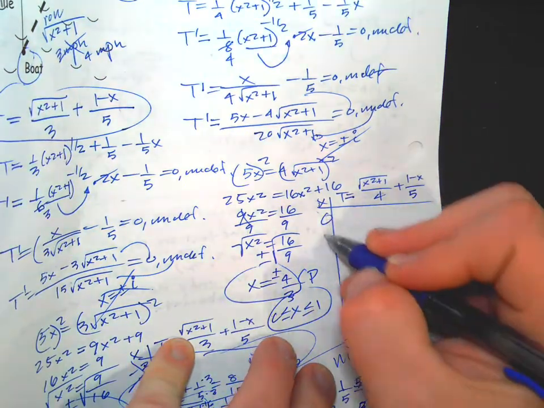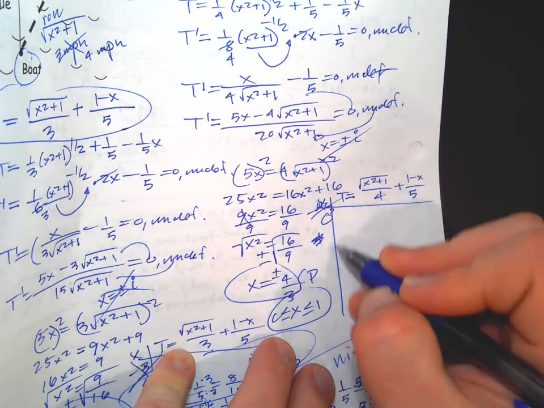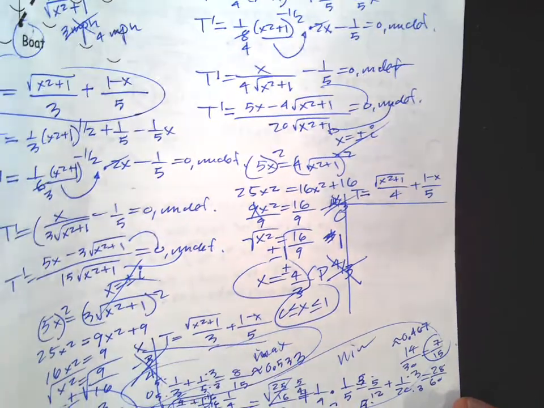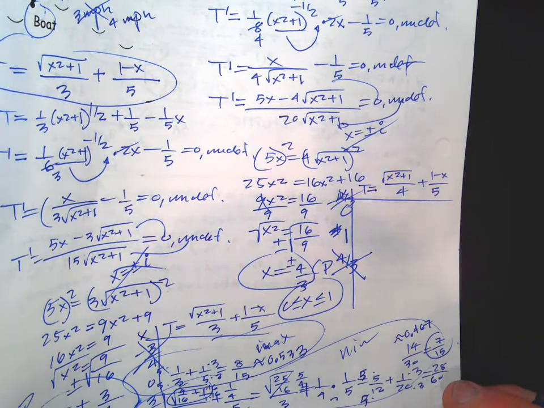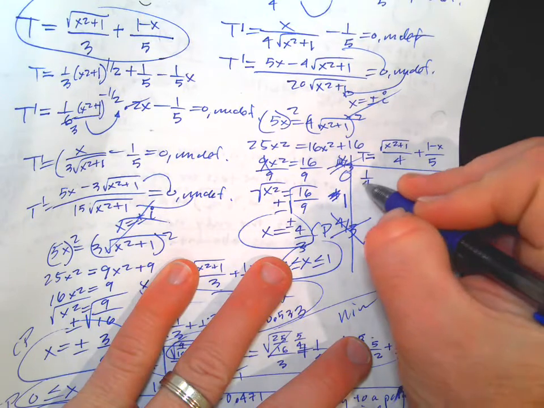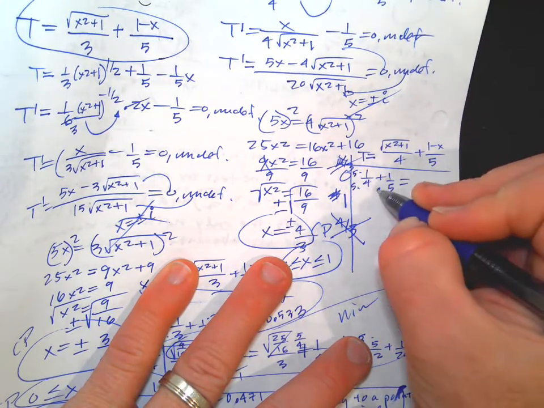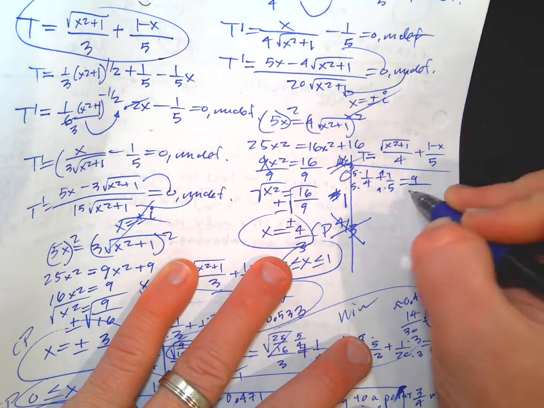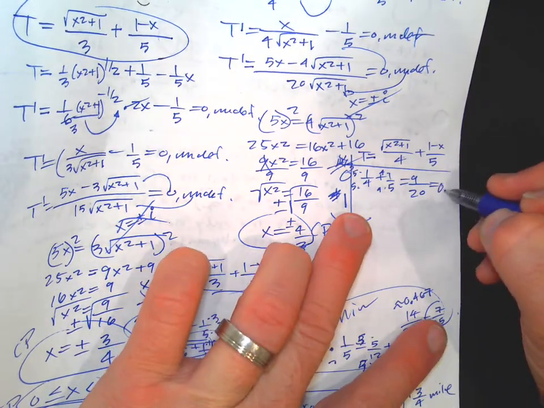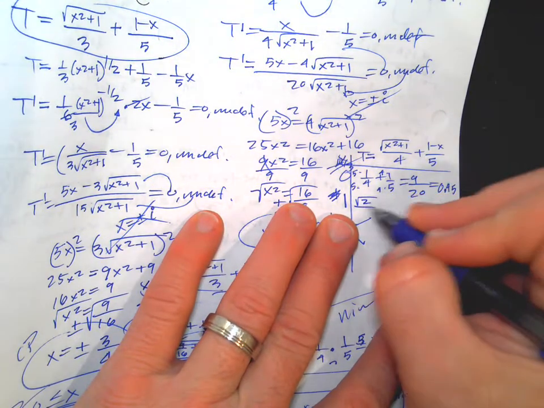Endpoint 0, negative 4/3, which we're not going to bother checking. Endpoint 1, positive 4/3 is also outside the endpoints. So we found these two critical points, but neither of them are between the endpoints. So really we just need to calculate the endpoints. It's going to be 1/4 plus 1/5, which would be 9/20ths, or as a decimal, 0.45.